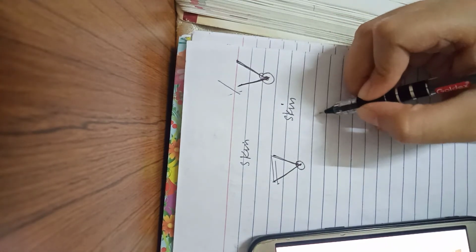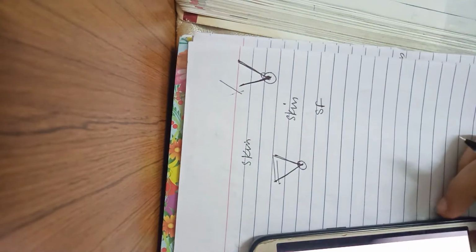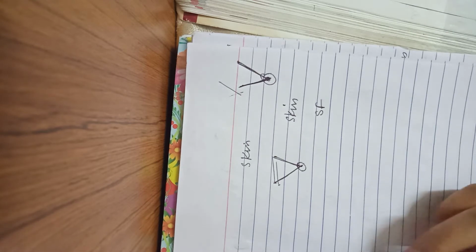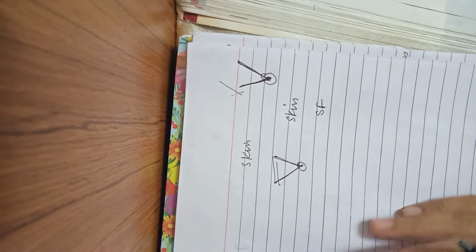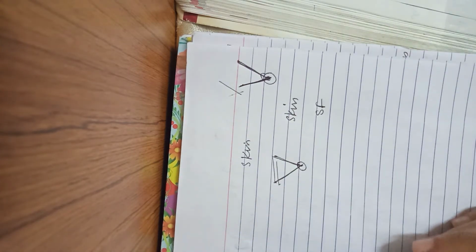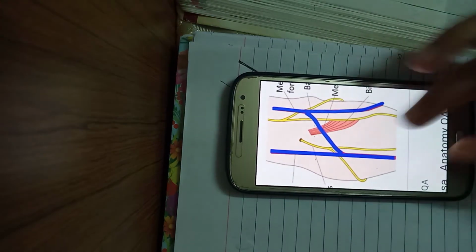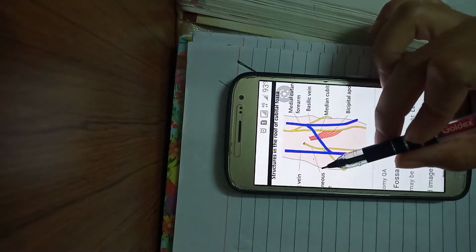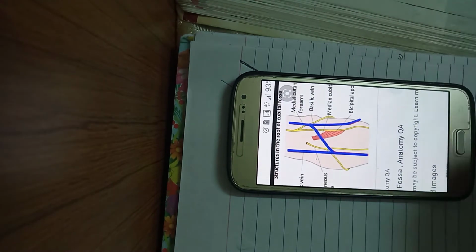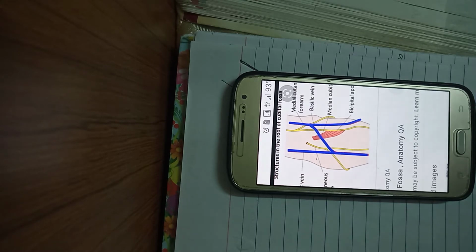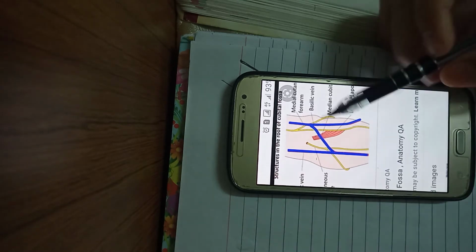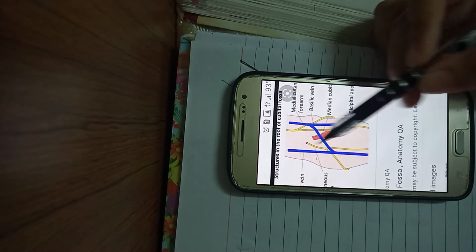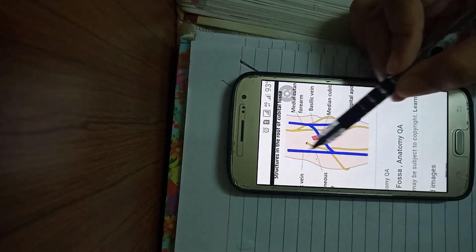Then we have the superficial fascia, which contains the superficial veins. All these structures are present in this. For example, in this diagram it is clearly depicted. This is the medial side, this is the lateral side. In the roof, after the skin, there is superficial fascia, which contains the superficial veins. What are the superficial veins? The superficial veins are the median cubital vein, the basilic vein and the cephalic vein.